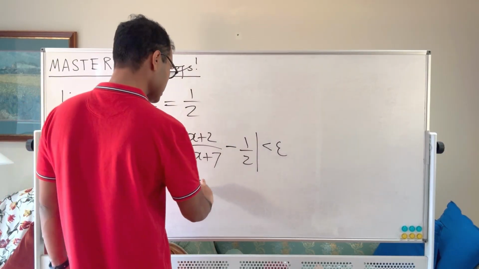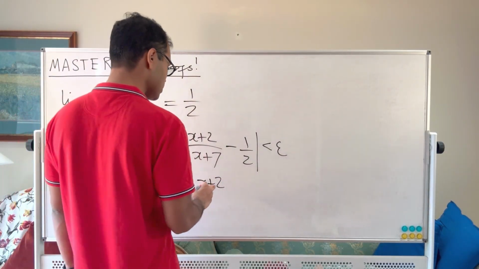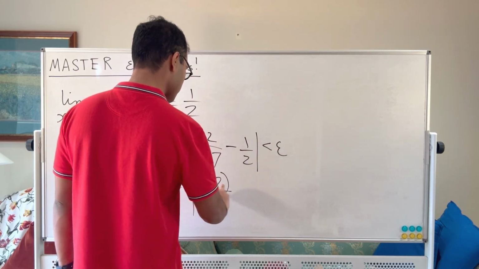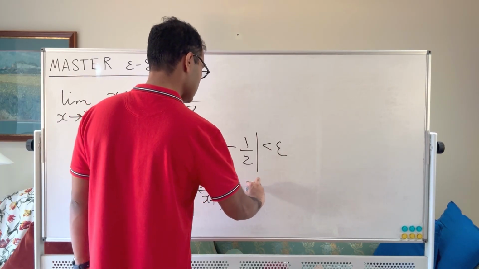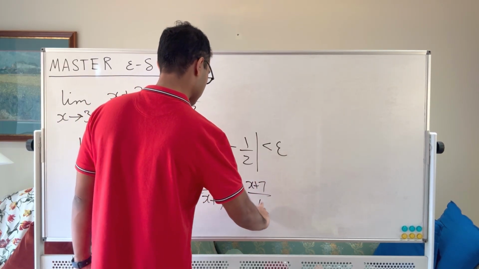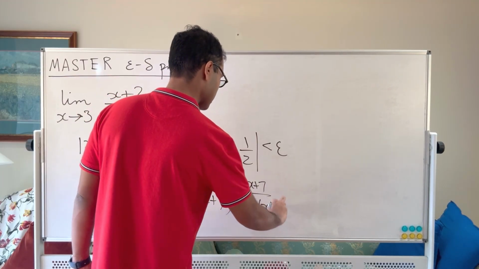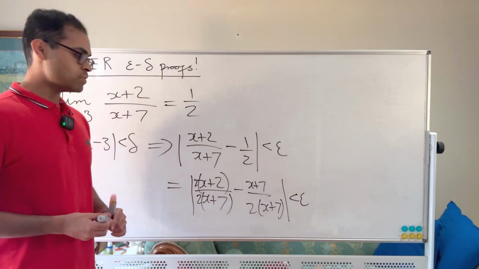So here we have x plus 2. Just make a common denominator. That's what I do. So x plus 2 multiplied by 2. So we get 2 times x plus 2 divided by 2 times x plus 7, minus x plus 7 divided by 2 times x plus 7. Okay, so I should say 2 times x plus 7 in both denominators here. And I want this to be less than epsilon. Okay, so that's my expression.